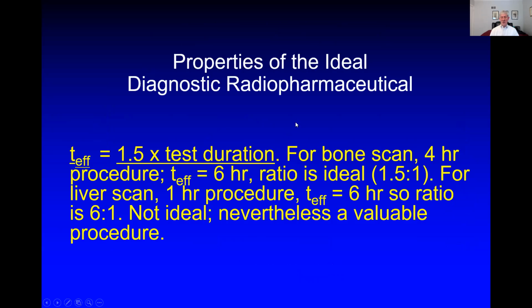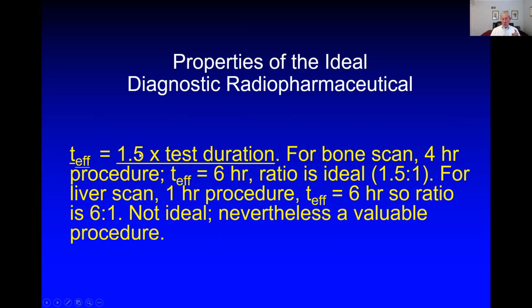Now, this is the third of the ideal properties. The T effective: we want ideally for the T effective to be a little bit longer than the duration of the study. And 1.5 is the number that most people feel is correct. Now, let me define test duration for you. The test duration begins the moment you inject the patient. And the test duration ends when the doctor looks at the study, looks at the films, looks at the images and says, okay, you can let the patient go home. That's the test duration. And we want it to be 1.5 times the T effective.